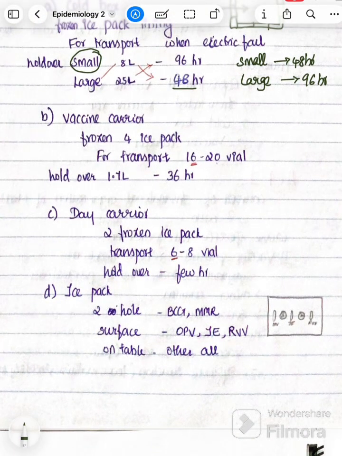This is also mainly used for the transport of the vaccine. It has 4 ice packs, 1, 2, 3 and 4. So we'll be keeping the vaccines of 16 to 20 while it can hold in the polythene bag. We'll be keeping the vaccines inside, so it can hold for 36 hours.